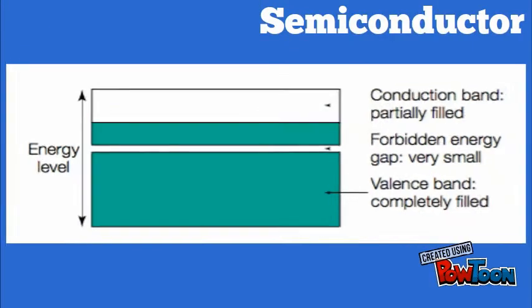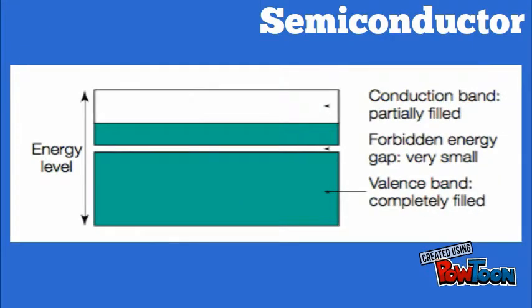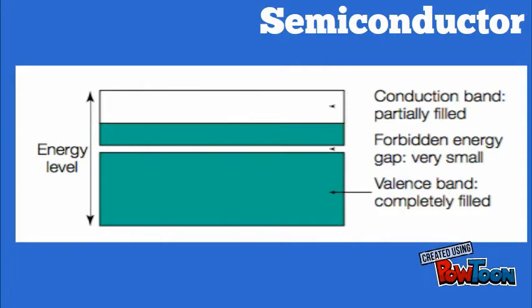For a semiconductor, only a small amount of energy is needed for electrons to jump the forbidden gap from the valence band to the conduction band. At room temperature, some electrons can gain enough thermal energy to jump the forbidden gap to the conduction band. As the temperature of a semiconductor increases, its conductivity increases and its resistance decreases. The semiconductors have very few electrons.